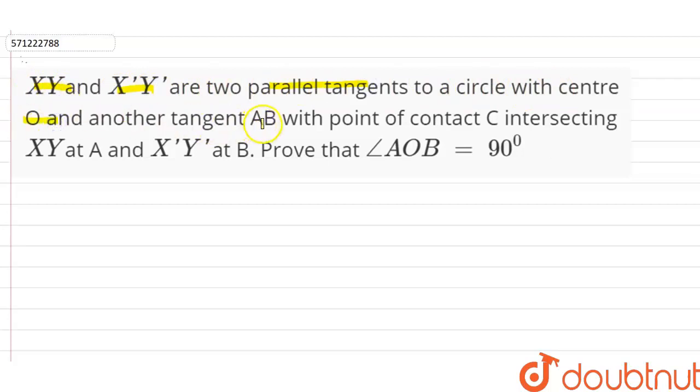XY and X'Y' are two parallel tangents to a circle with center O, and another tangent AB with point of contact C intersects XY at A and X'Y' at B. Prove that angle AOB is equal to 90 degrees.